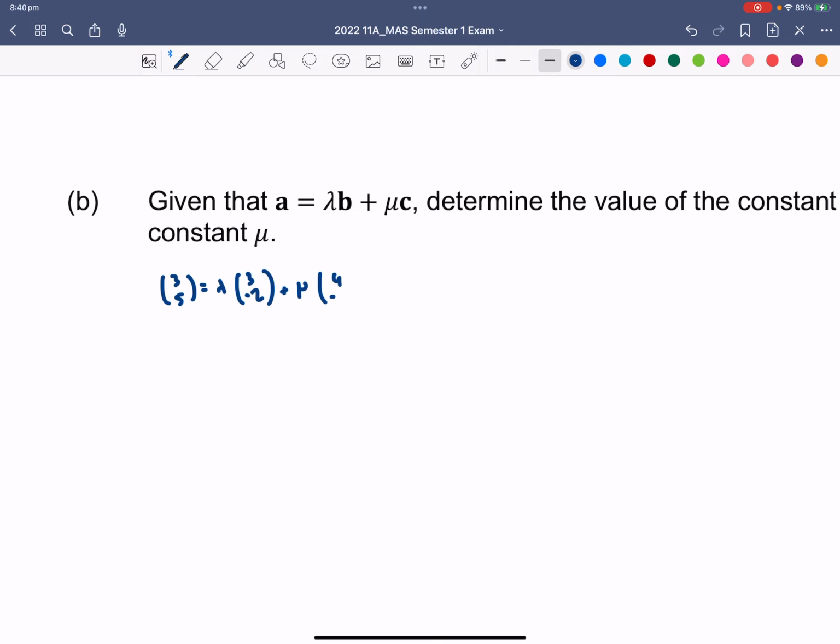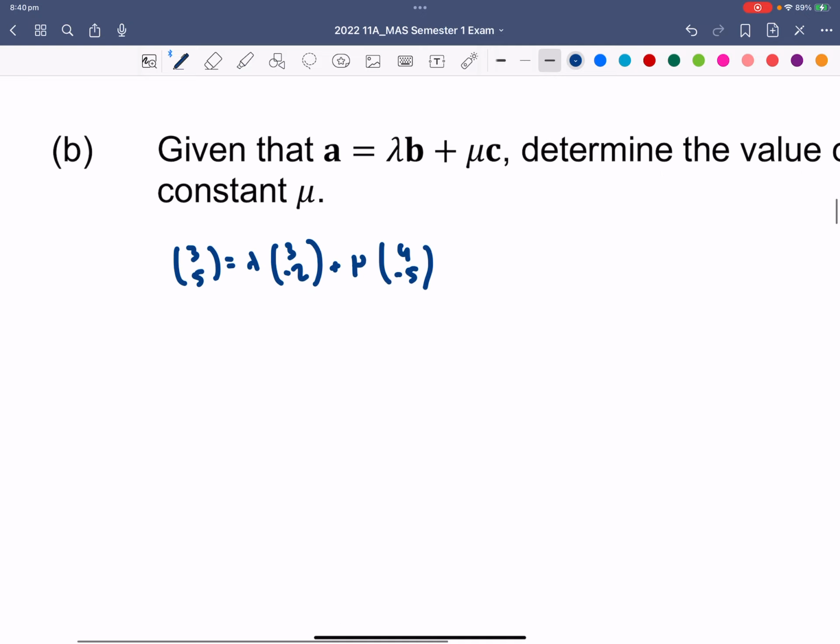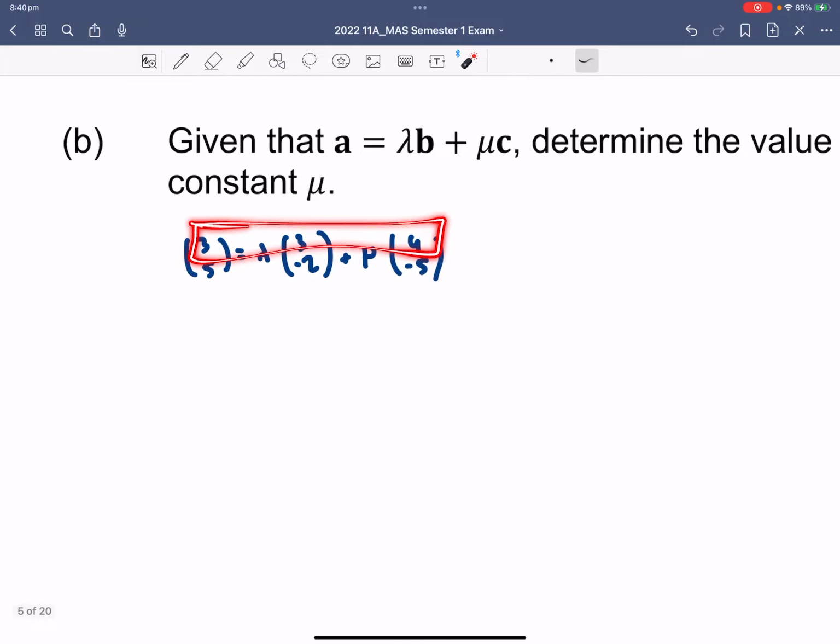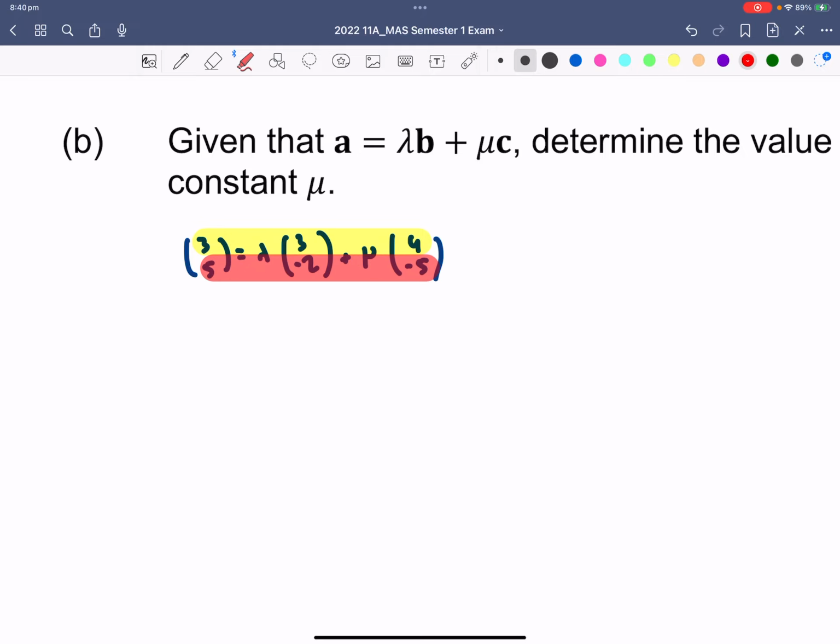If I let all the i's equal to each other and let all the j's equal each other, the equation that I get is 3 equals 3 lambda plus 4 mu. That's my equation number 1. I'm pretty sure it will be a simultaneous equation. And 5 equals minus 2 lambda, take 5 mu. That will be my second equation.